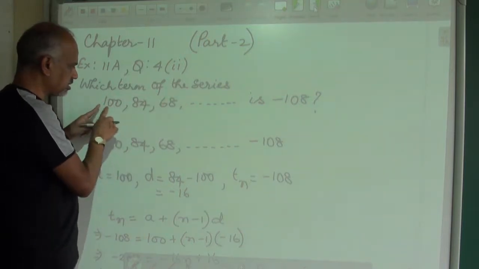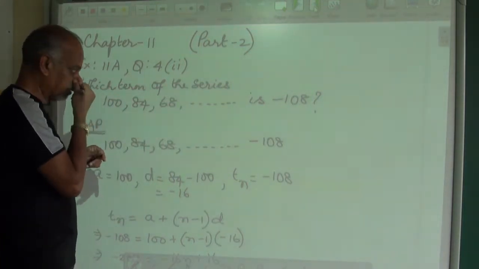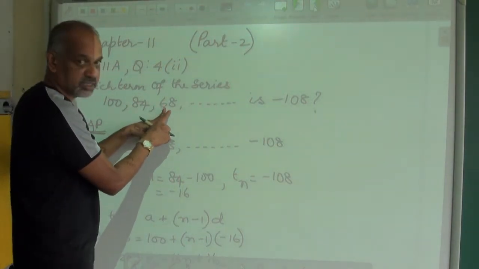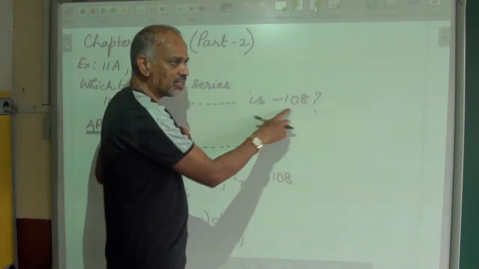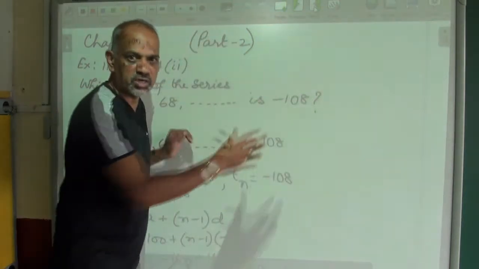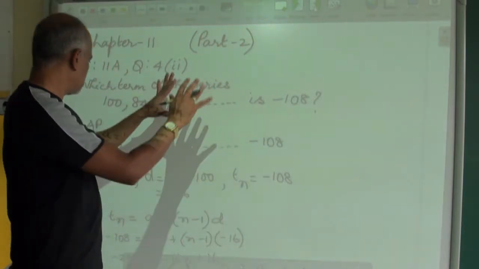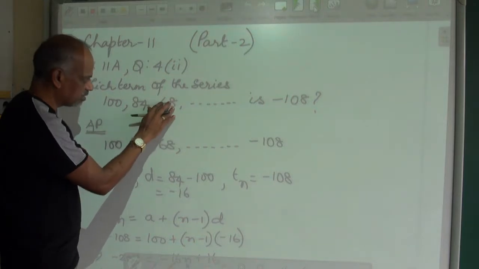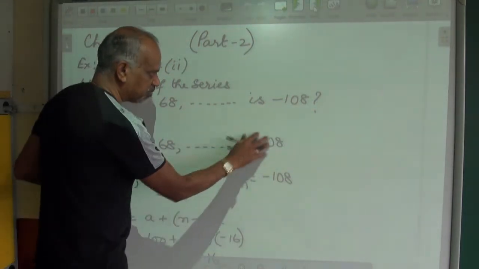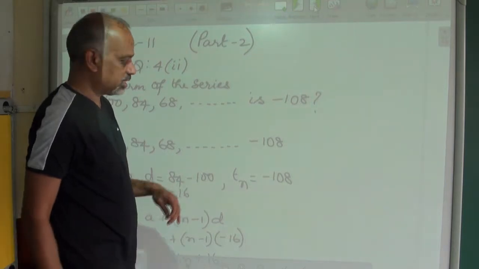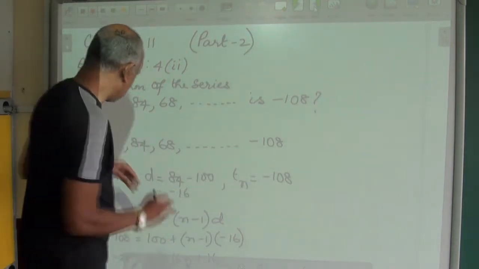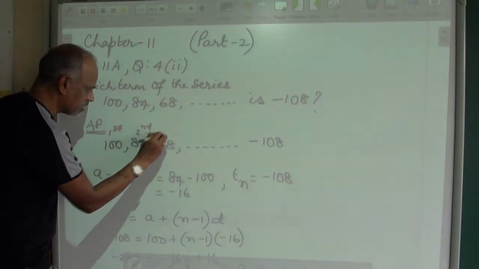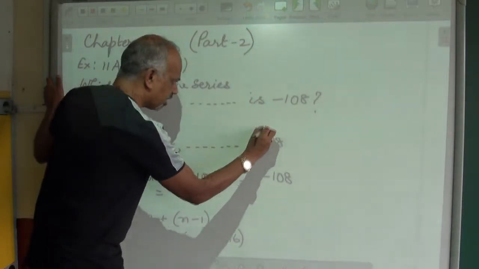Which term of the series, actually it's not series, it's the sequence. Which term of the sequence? 100 is the first term, 84 is there after that, 68 is the third term and so on, is minus 108. Minus 108 is which term is what you are trying to find. So the AP given is 100 is the first term, then second term is 84, third term is 68 and so on, and this becomes the nth term. Term n is this.